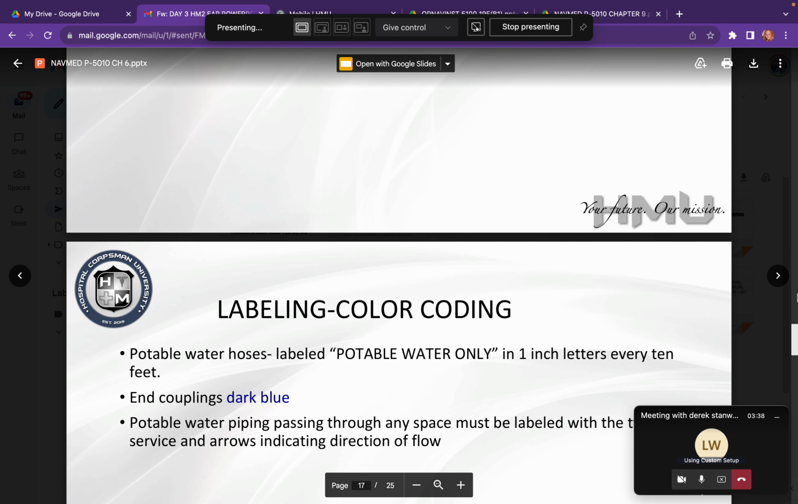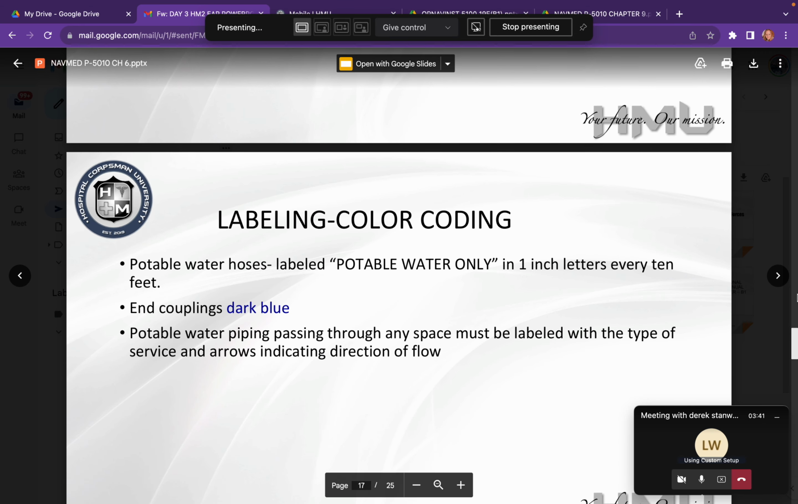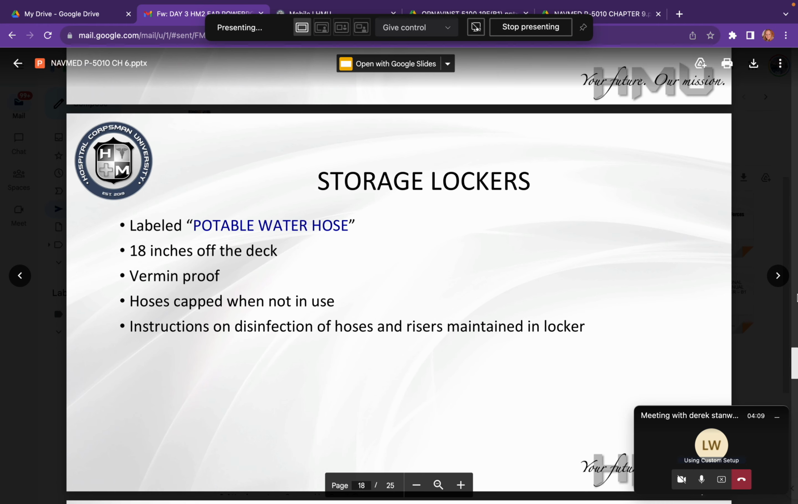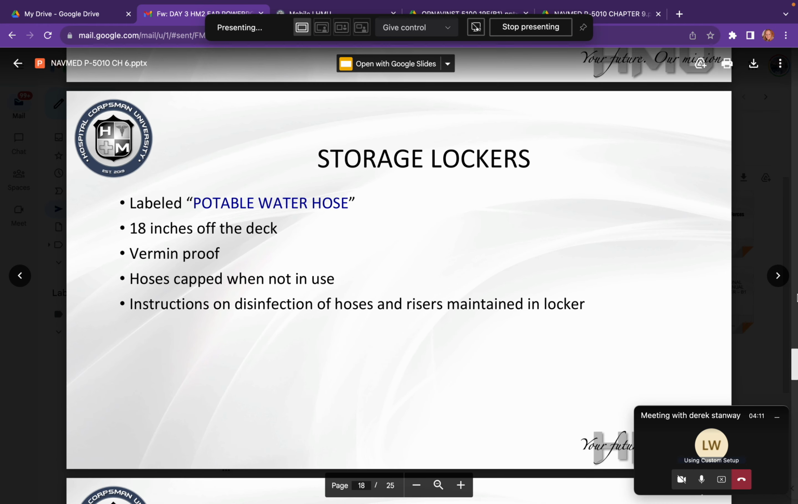All right. Potable water hoses will be labeled potable water only in 1-inch letters on each end. And the couplings will be colored dark blue. Potable water piping passing through any space must be labeled with the type of service and arrows indicating direction of flow. Storage lockers will be labeled potable water hose, 18 inches off the deck, vermin proof, hoses capped when not in use, and instructions on disinfection of hoses and risers will be maintained in the locker.